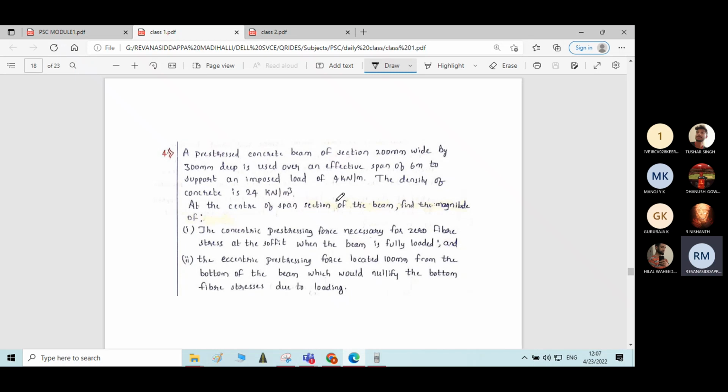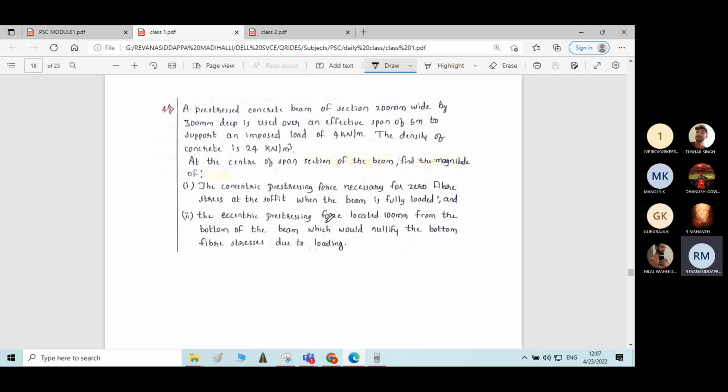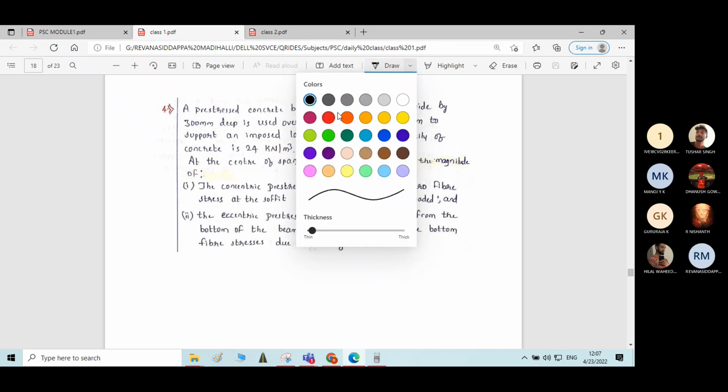Then moving on, at the center of the span section of the beam, find the magnitude of the concentric pre-stressing force necessary for zero fiber stress at the soffit when the beam is fully loaded. The second question is the eccentric pre-stressing force located 100 mm from the bottom of the beam, which would nullify the bottom fiber stresses due to loading. First, we will write all the given data before solving the problem.